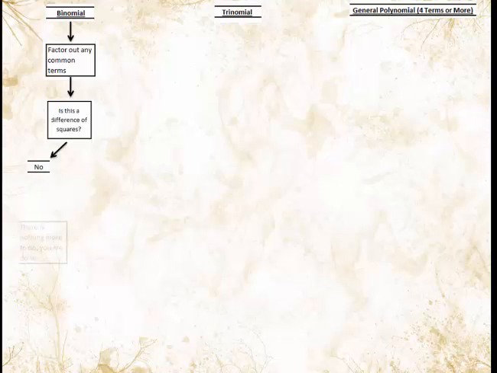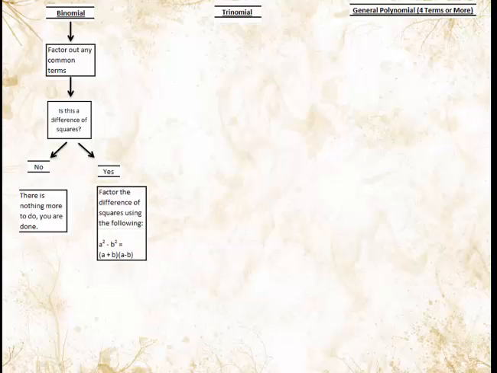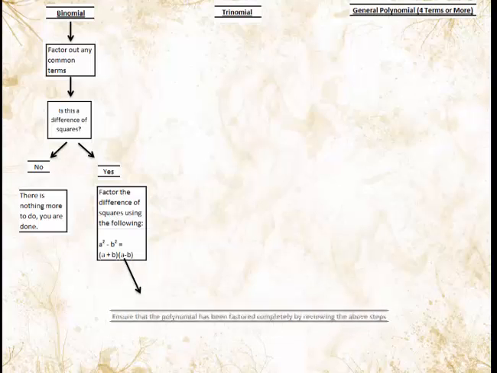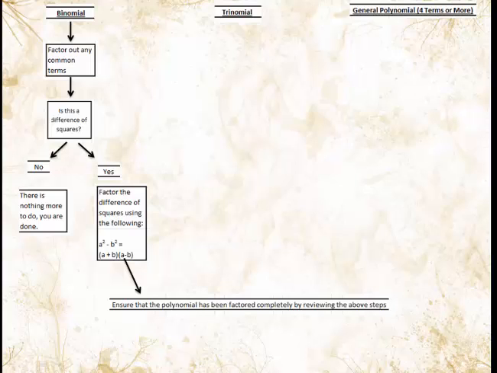First, we look to see if we have a binomial, a trinomial, or a general polynomial, which will be 4 terms or more. If we have a binomial, we factor out any common terms. From there, we check to see, is this a difference of squares? If not, then there's nothing more we can do. We're finished. If it is a difference of squares, we factor it using our difference of squares format. Then, we ensure that it has been factored completely by reviewing the above steps.